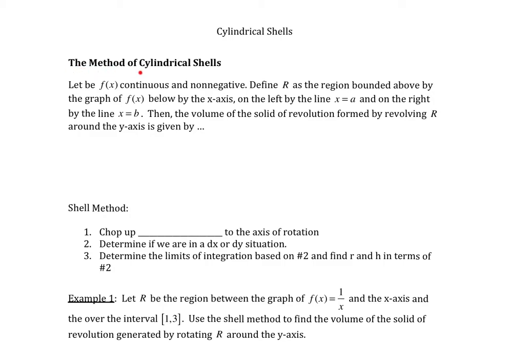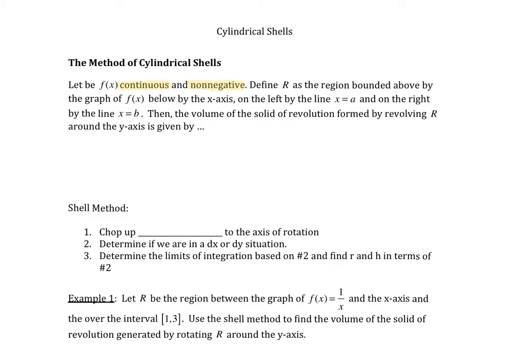Let's review the method of cylindrical shells for calculating volume and work on an example. So the first thing we need is our function to be both continuous and non-negative. And we're going to define R to be the region bounded above by the graph of f of x and below by the x-axis, bounded on the left by the line x equal to a, and on the right by the line x equal to b.